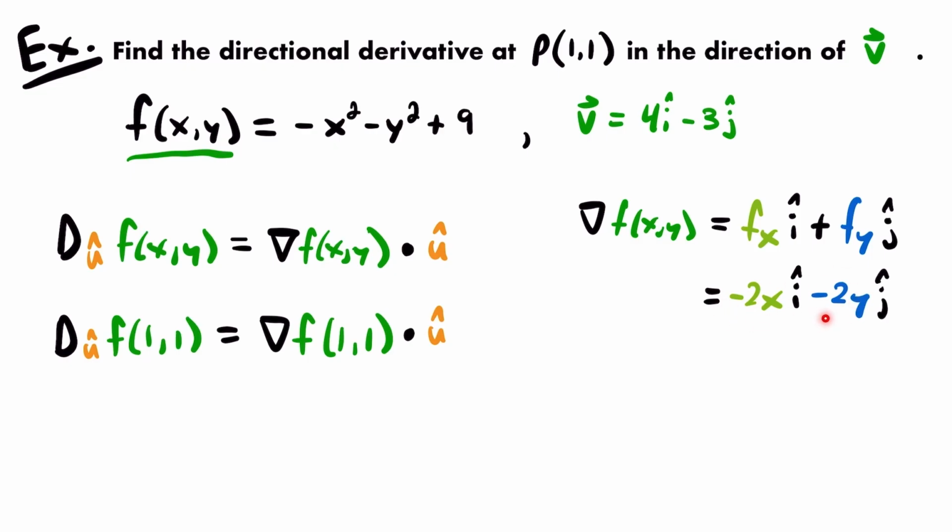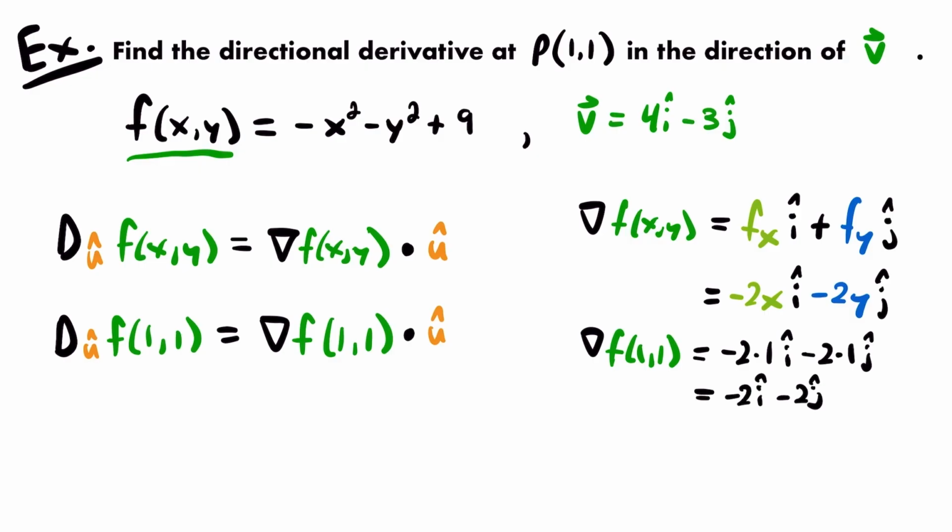Okay, so that would be the gradient vector in terms of x and y. But remember that in order to find this specific directional derivative, we do want the gradient vector evaluated at 1, 1. So let's find that here. We want to plug in 1 and 1 for x and y in the gradient. So that will be equal to negative 2 times 1 times i minus 2 times 1 times j. So we get negative 2i minus 2j. Okay, so that's the gradient vector evaluated at 1, 1. And so that's half of what we need here to find this directional derivative, but we still need the unit vector, which will be based on the vector that we've been given here.